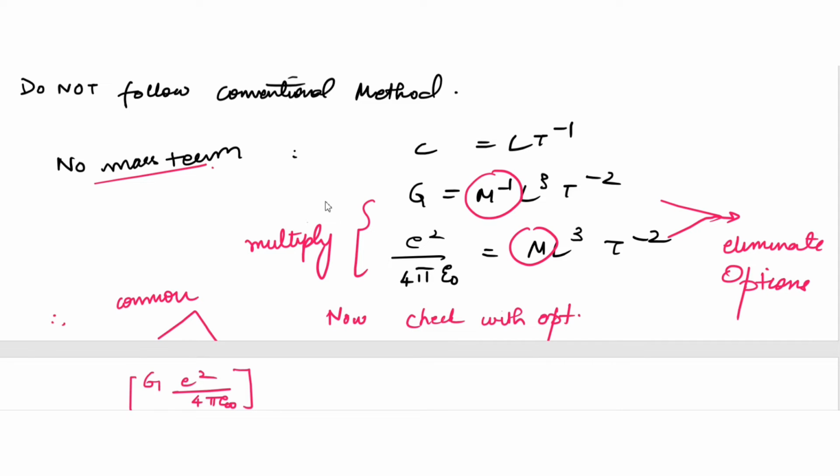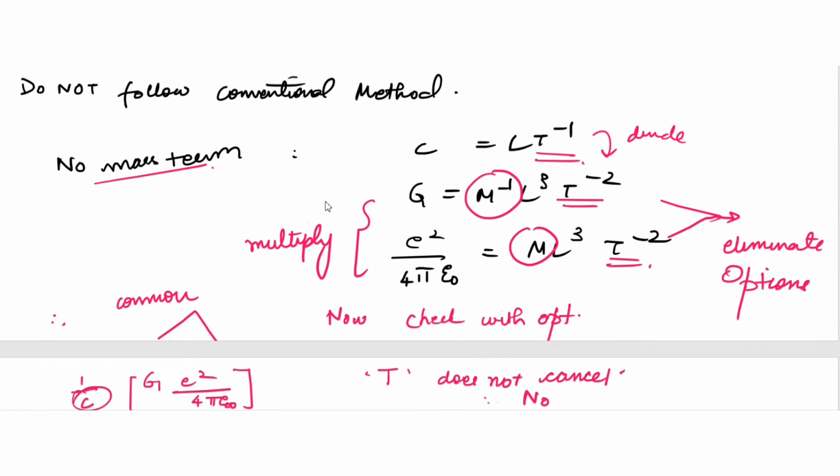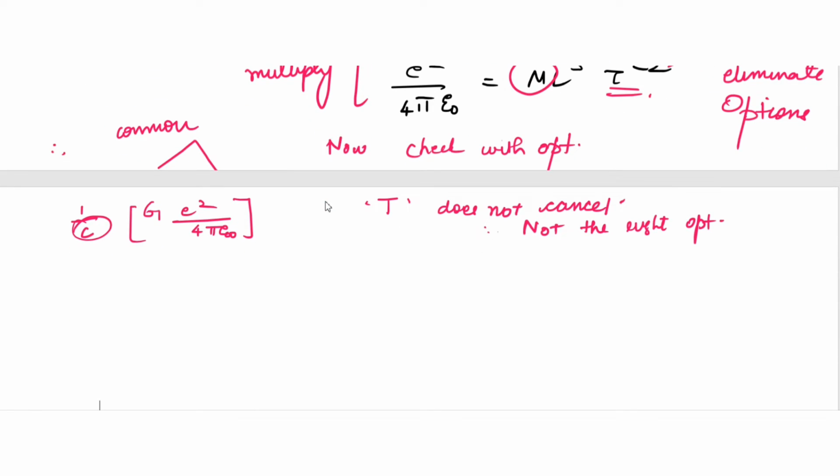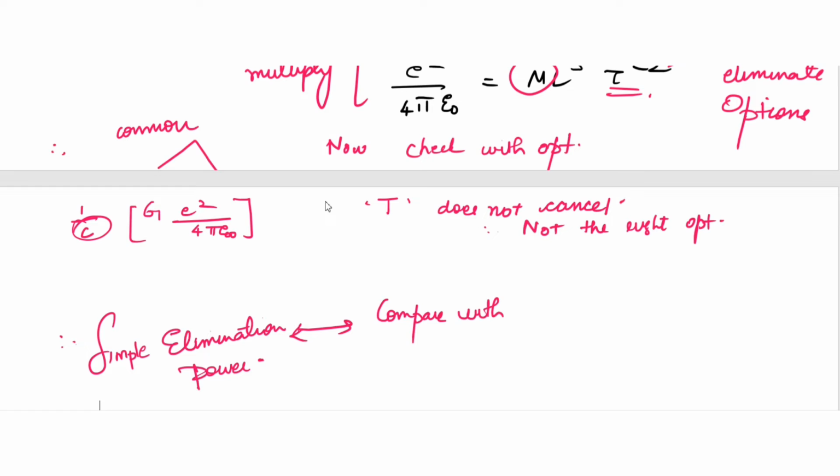So what should you do? We find that t is not getting cancelled anyway. So now again check the options. You find that this (G E square by 4 pi epsilon naught) whole power 1 by 2 is common in two options, apart from what we have eliminated. So simply find the dimensions of that common term which is common in both the options.